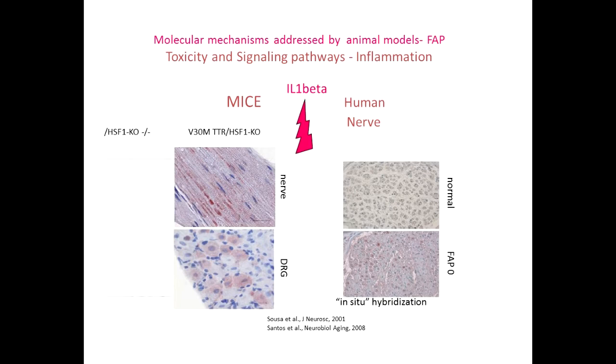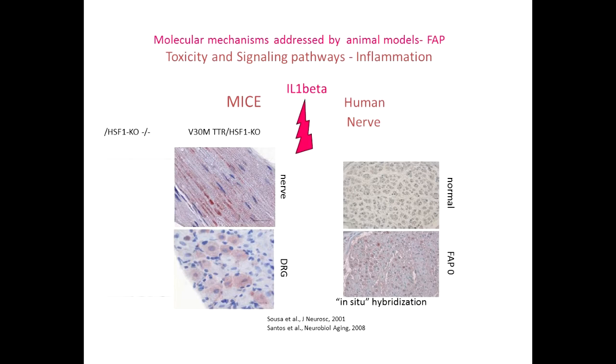So in this one, you can see in FAP, activation of synthesis of interleukin-1 beta in the nerves of FAP very well, and also by in situ hybridization. So that means the nerve is synthesizing IL-1.